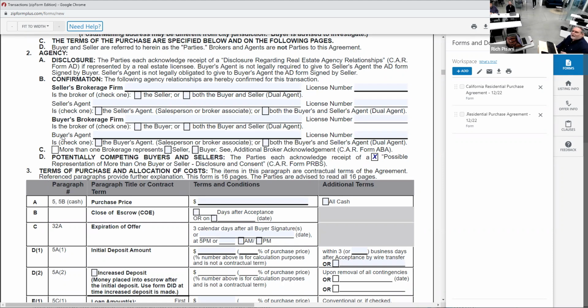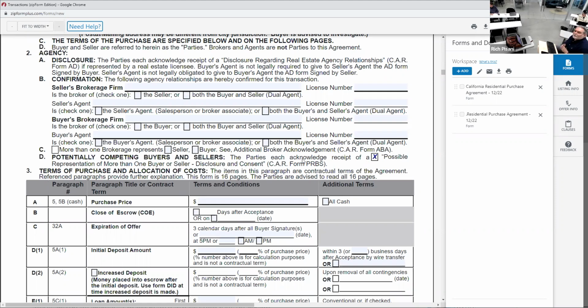So there's a checkbox here. More than one brokerage represents the buyer or the seller. So if somebody from the agency next door is also representing the buyer or the seller, that would be an additional brokerage, and an acknowledgement would need to be filed. So that says that there is an additional brokerage.